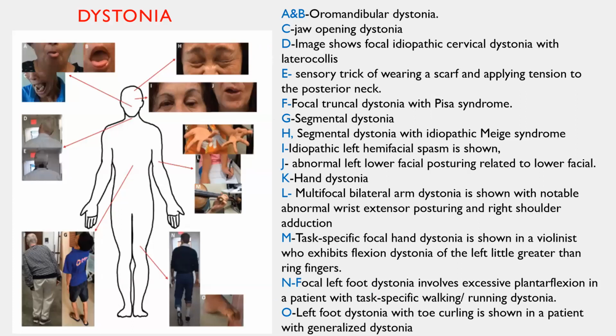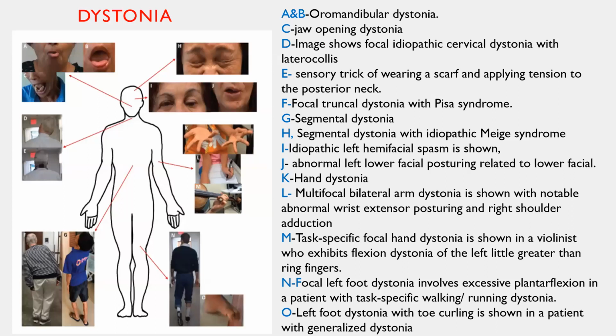So this is the classical picture, don't forget this. Okay, let's come to a few examples. In picture A and B, the patient has oromandibular dystonia. C is jaw opening dystonia, and D is cervical dystonia, lateral colis. And E, the patient puts a scarf behind the scalp to prevent the abnormal movement of the head. And F, the patient is having lateral flexion, that is scoliotic lateral flexion movement.